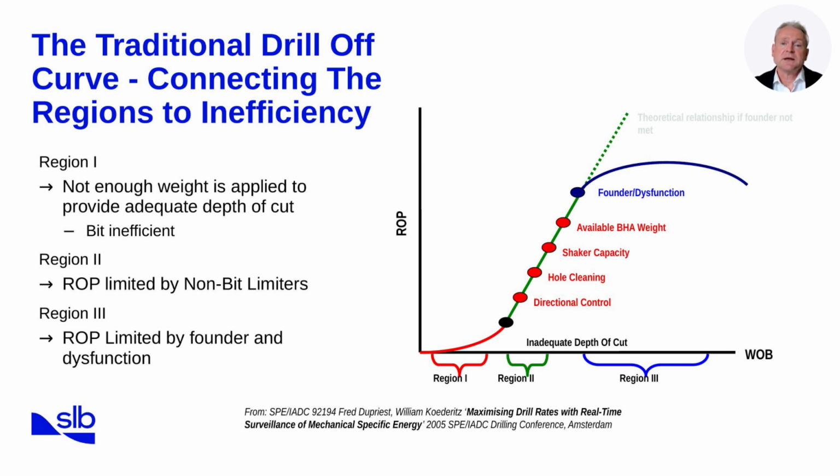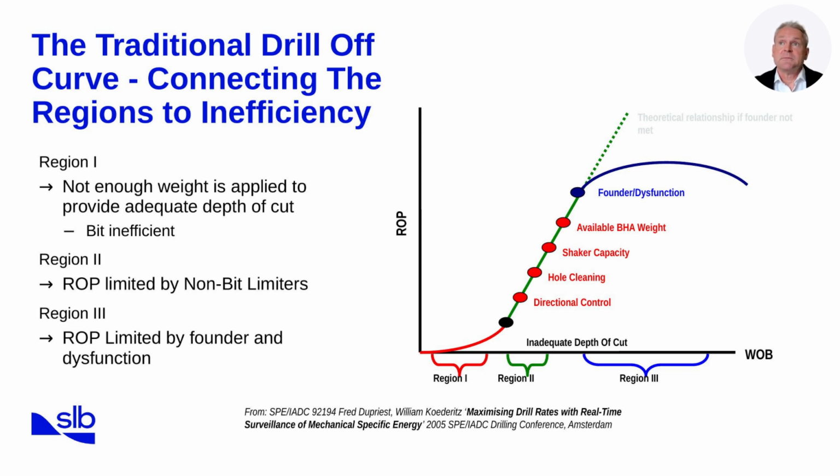Region 2 is where penetration is limited by non-bit factors. These include directional control requirements, hole cleaning limitations, shaker capacity constraints, or the available weight in the bottom hole assembly. In this region, the bit may be capable of cutting faster, but external conditions prevent it from doing so. Region 3 occurs when founder and dysfunction dominate.